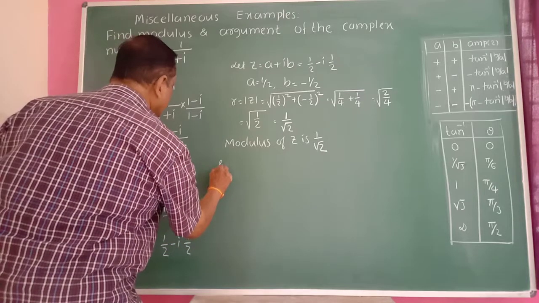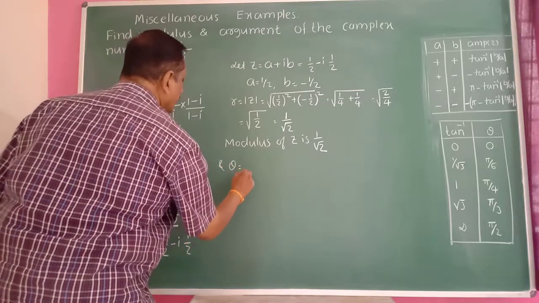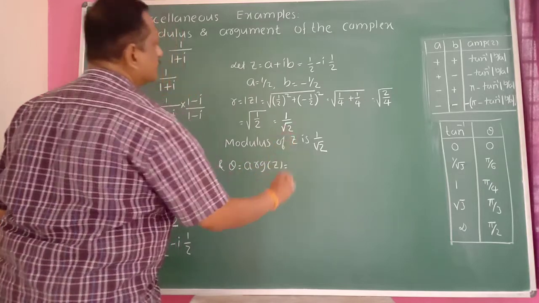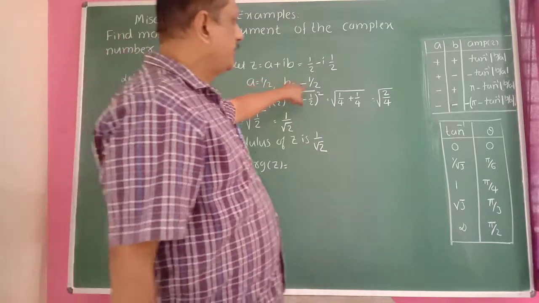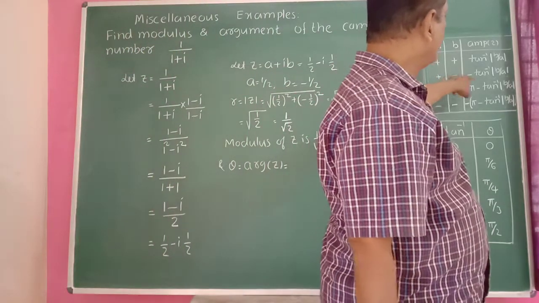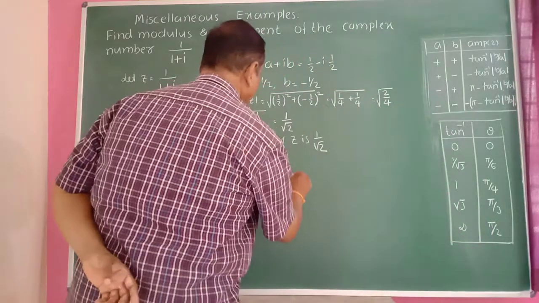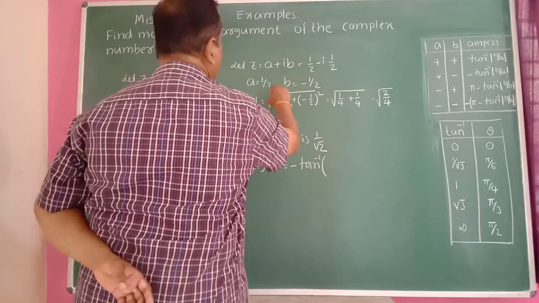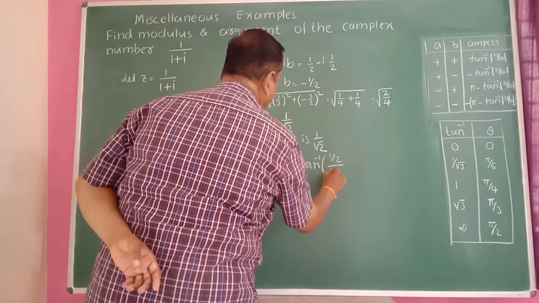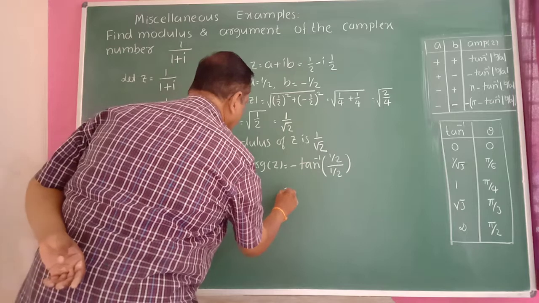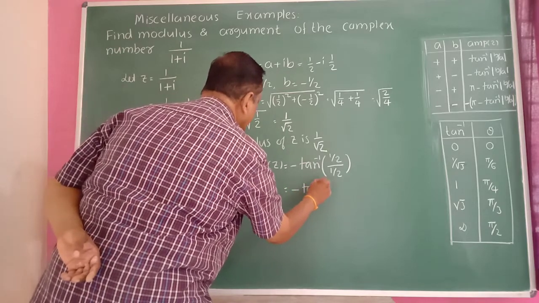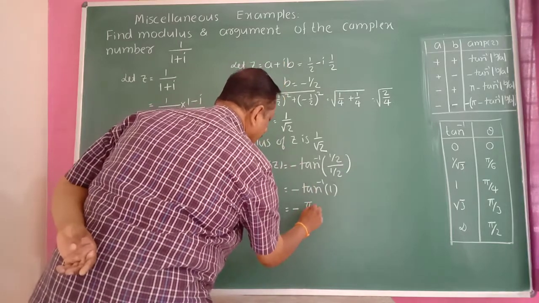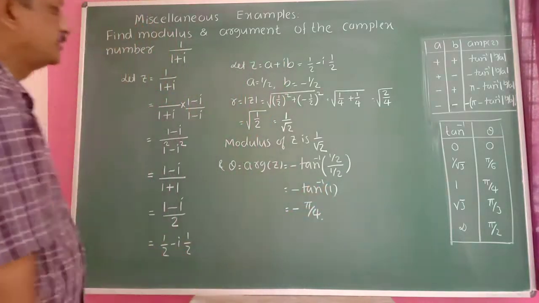And theta is equal to the argument of z here. The argument of the complex number, where a is positive and b is negative, is minus tan inverse of b by a. So minus tan inverse of (1 by 2) upon (1 by 2), which is minus tan inverse of 1, that is minus pi by 4. So minus pi by 4 is the answer here.